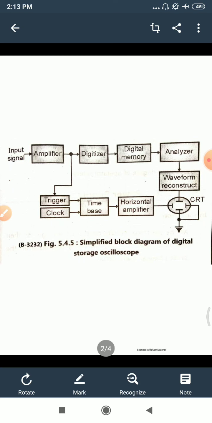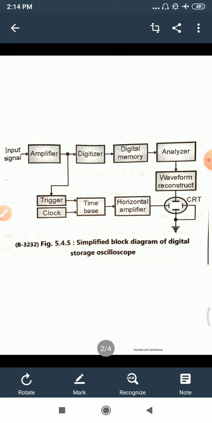On the lower side you have a number of blocks such as the time base circuit. This time base circuit is connected to the trigger and clock circuit. The clock and trigger are used to generate the pulses at the time base circuit whenever required. So the time base circuit will generate the sawtooth waveform that will be amplified by the horizontal amplifier.